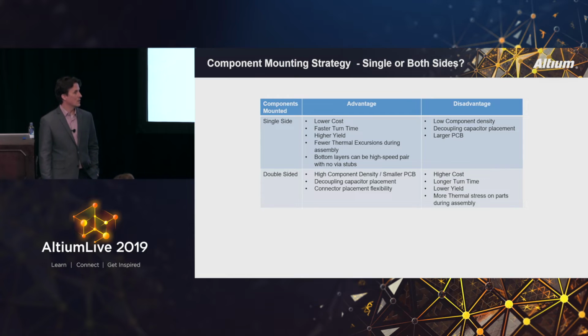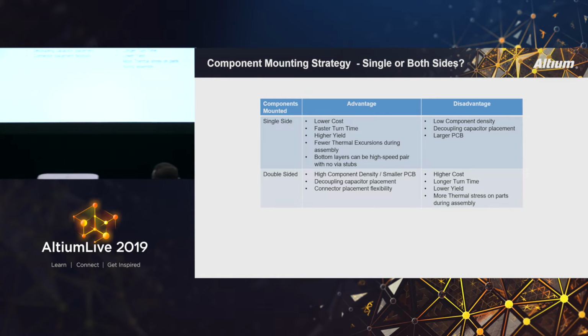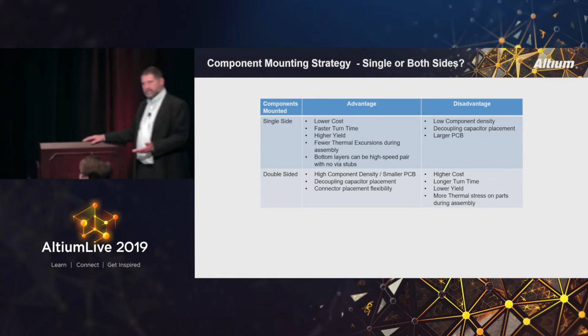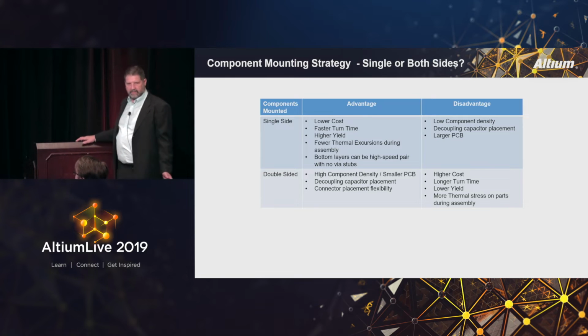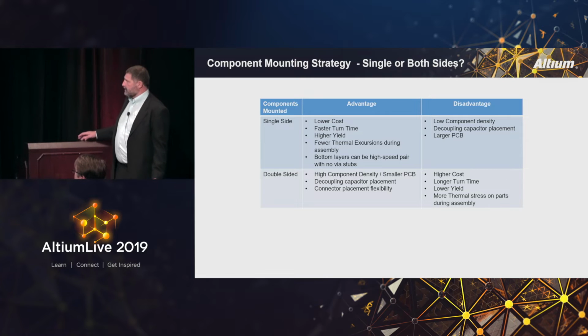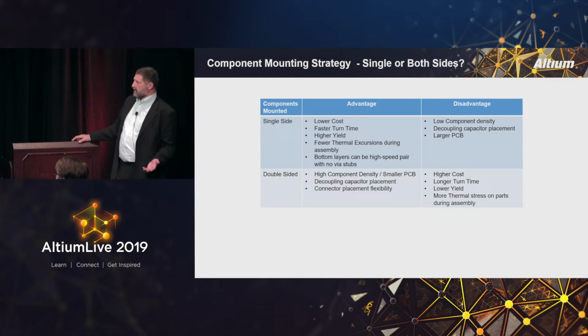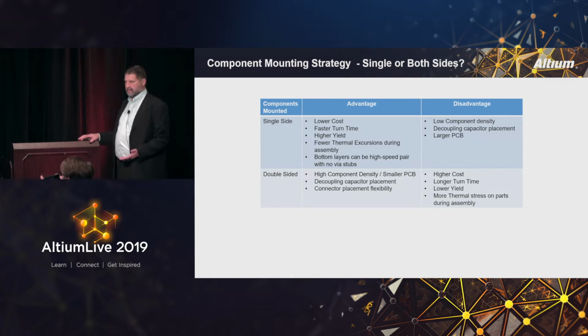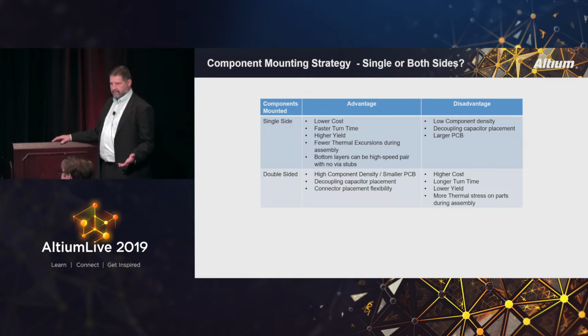So when it comes to component placement, we have 2 options primarily. We put parts on one side or we put them on both, and there are advantages and disadvantages of each. If we have a single-sided placement, then that's typically going to be lower cost because it's one operation in assembly. It's typically going to be a faster turn to assemble it. You're done after one. You're typically going to have higher yield because you're not thermally stressing parts a couple of times. There are fewer thermal excursions.